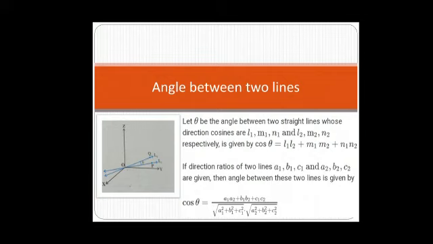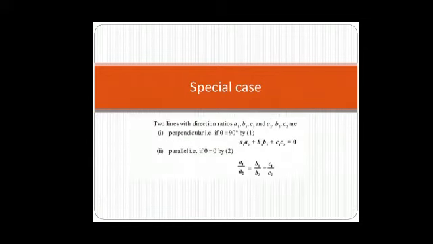Now the angle is given by cos theta equals l1 l2 plus m1 m2 plus n1 n2. If the direction ratios of the two lines are a1, b1, c1 and a2, b2, c2, then the angle between these two lines is given by cos theta equals a1 a2 plus b1 b2 plus c1 c2 upon under root of a1 square plus b1 square plus c1 square into under root of a2 square plus b2 square plus c2 square. Now let us come to the special cases.